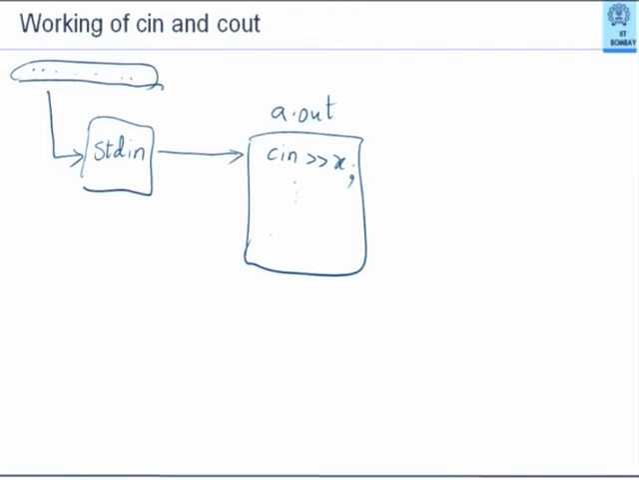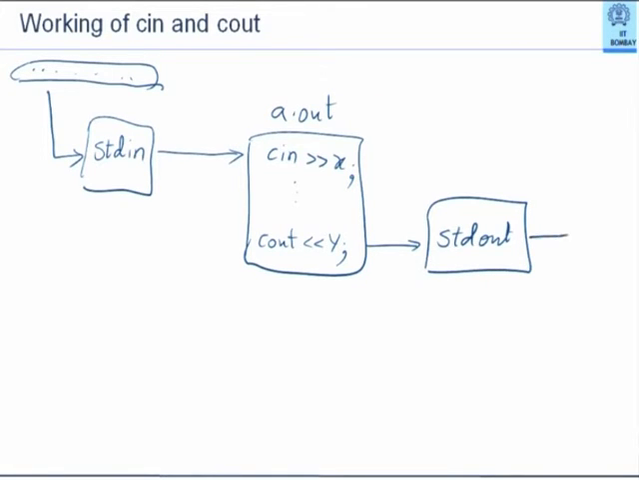Similarly, whenever in your program you say cout << y, this output will actually go to stdout. It so happens that by default, stdout is connected to your monitor.